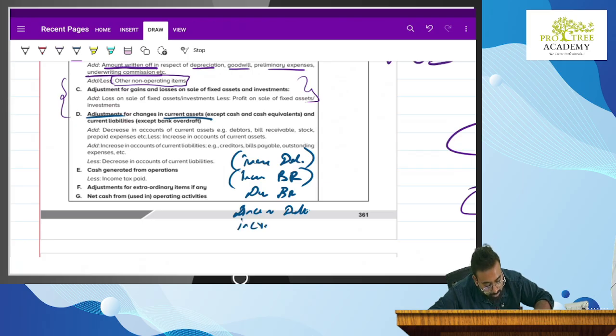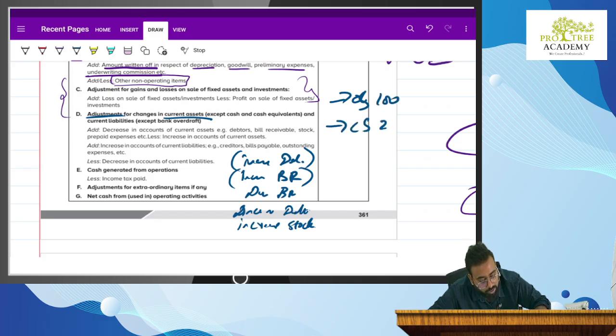Increase in stock, not happy, sir. I am unable to sell that stock fast. That means my stock is piling up. Last year my opening stock was 100. Now closing stock is 300. This indicates what? Bad stock management, bad inventory management. That means your money is getting stuck in the stock. When you don't need that much stock, why are you holding that much stock? So that's why when there is increase in stock, less. When there is decrease in stock, plus.